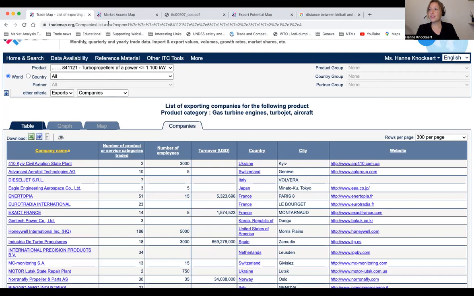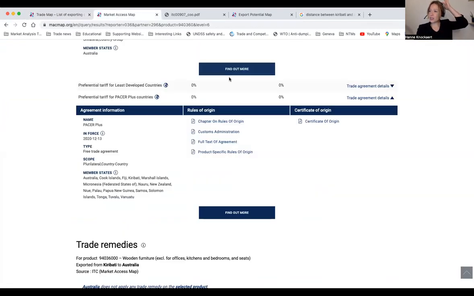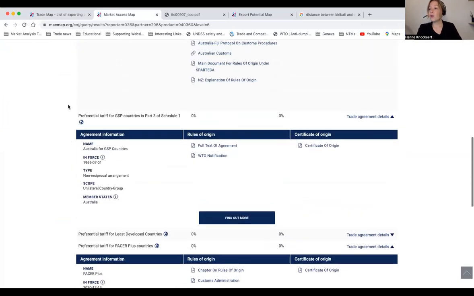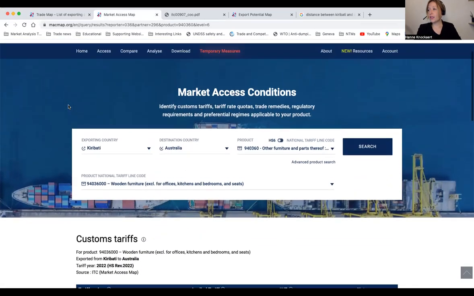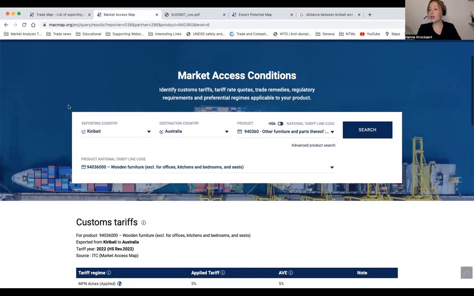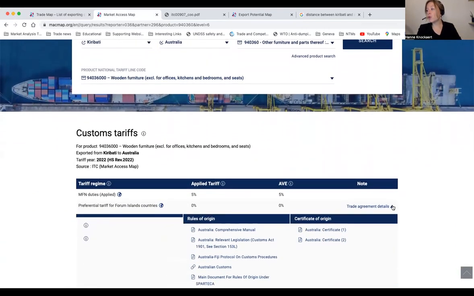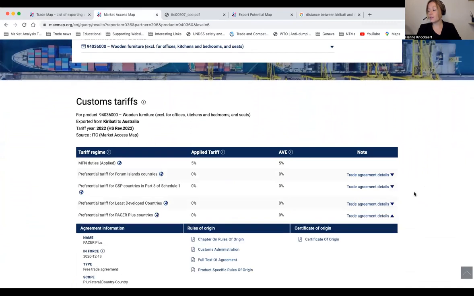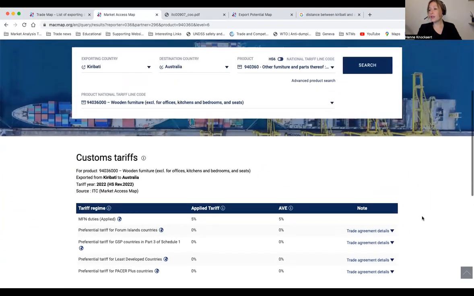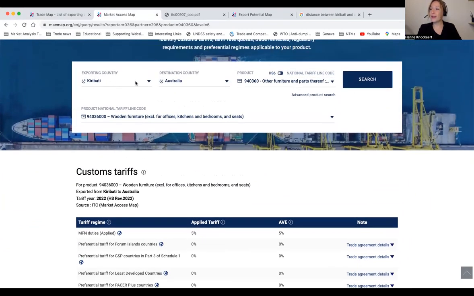I will have to finish my presentation here. I just want to go over the information again that is available here on Market Access Map. So we're still on a home page, which shows you an overview of all the information that is available inside Market Access Map. But the only way you can look up on the homepage is if you have all the relevant information here. So here I was talking about Kiribati exporting wooden furniture to Australia.